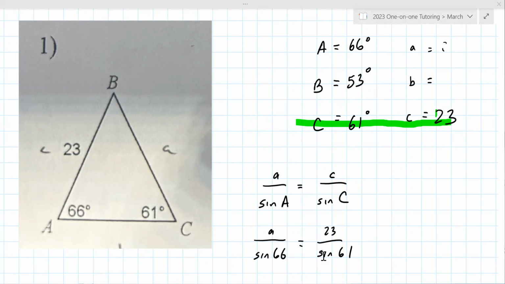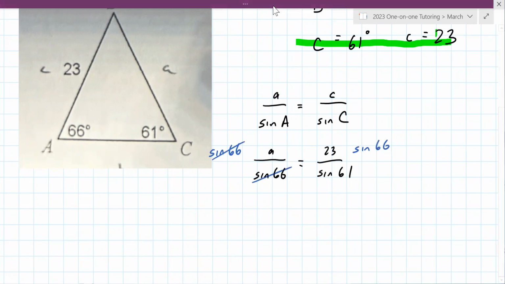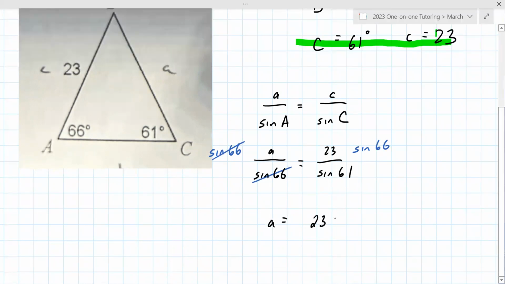Now sine 66 and sine 61, they're really numbers. You can put them into the calculator now. I would recommend waiting. You want to clear this sine 66 out of the bottom. So you're going to actually multiply both sides by the sine of 66. And you see those cancel. So your final answer here is A equals 23 sine 66 over sine 61. All right, so if you got a calculator, go ahead and calculate that out. Sometimes that is the major issue, is just making mistakes when you put it into the calculator there. So that would round to 24.